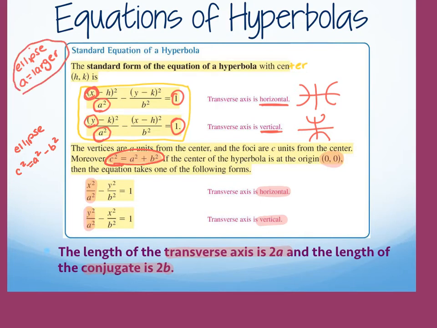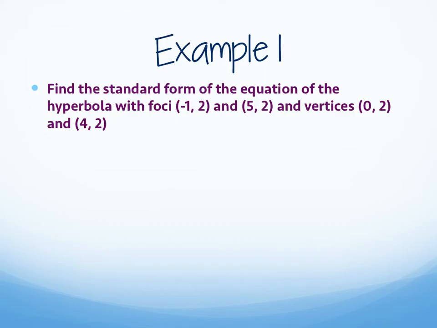So the two big differences, obviously, in addition to just the shape of them, are that the a is larger in an ellipse. It's first with a hyperbola. And c squared equals a squared minus b squared with an ellipse. It's c squared equals a squared plus b squared with a hyperbola. Okay, let's look at some examples.